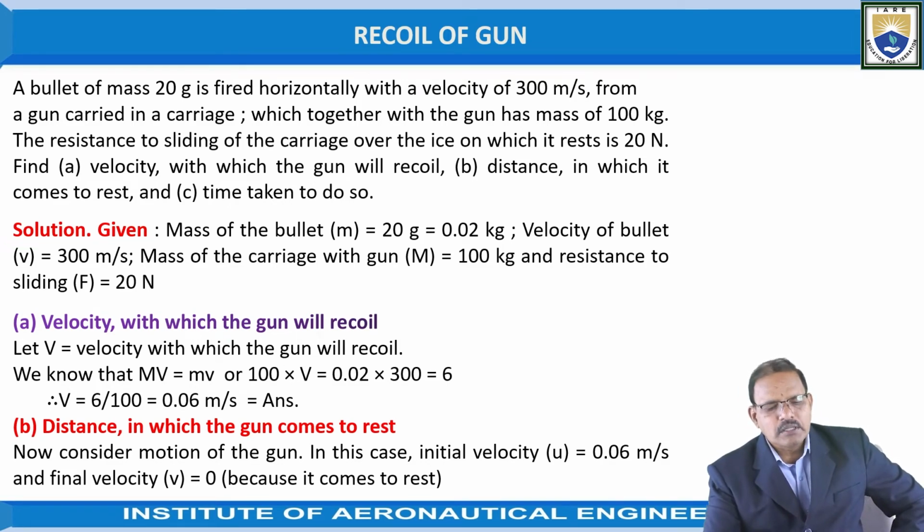Okay, in the second problem, a bullet of mass 20 grams is fired horizontally with a velocity of 300 meters per second from a gun carried in a carriage, which together with the gun has a mass of 100 kg. The resistance to the sliding of the carriage over the ice on which it rests is 20 newtons. Find the velocity with which the gun recoils, the distance in which it comes to rest, and the time taken to do so.